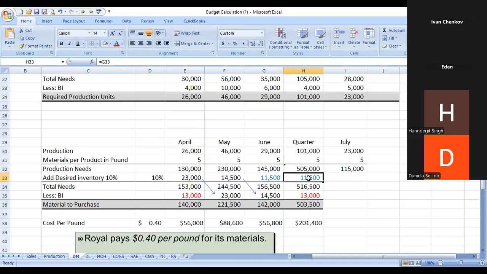Now the question is how much this is going to cost us, but let's go back to slides first to finish this. And then we're going to see how much it's going to cost, how much we have to pay.